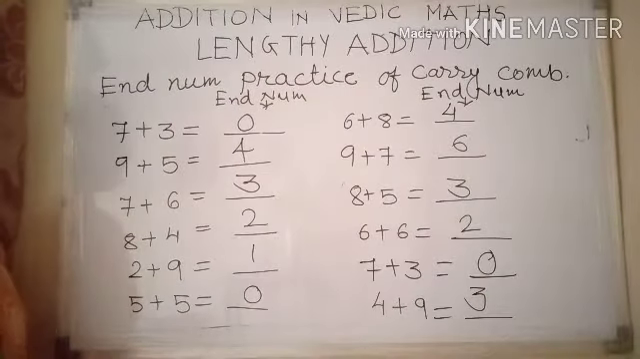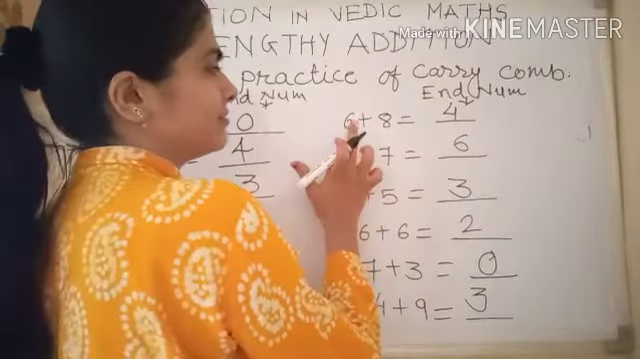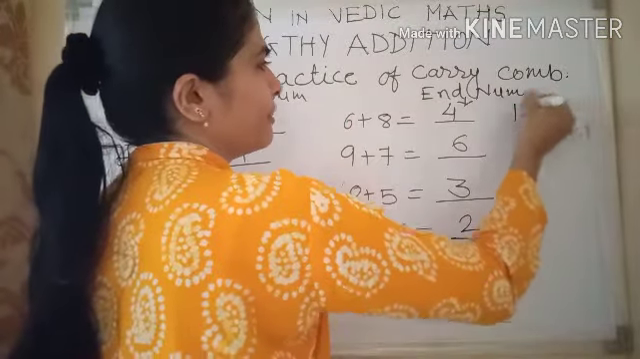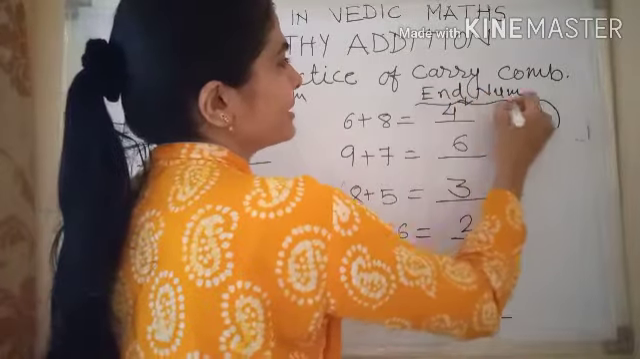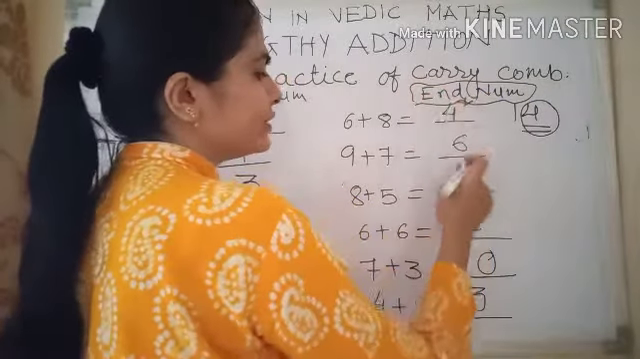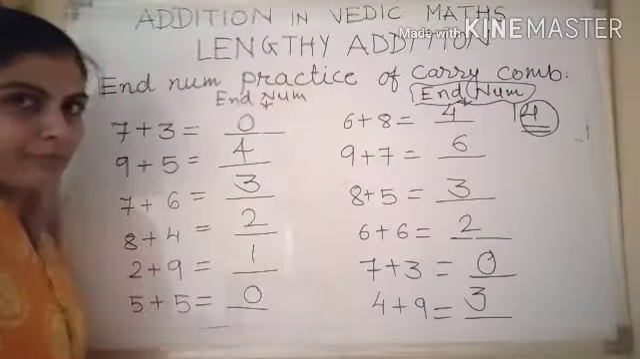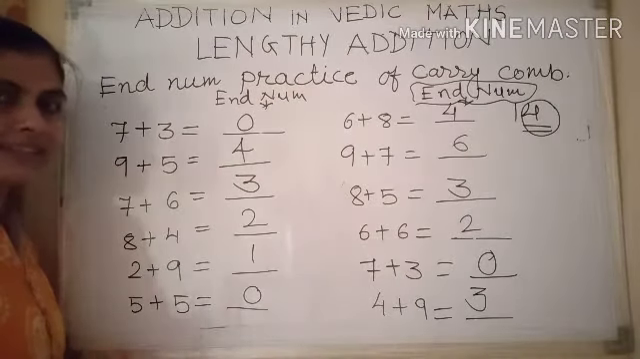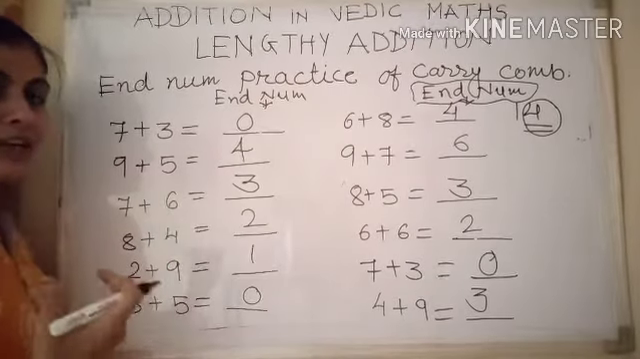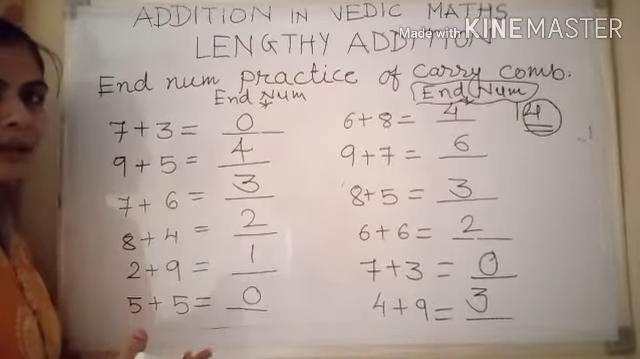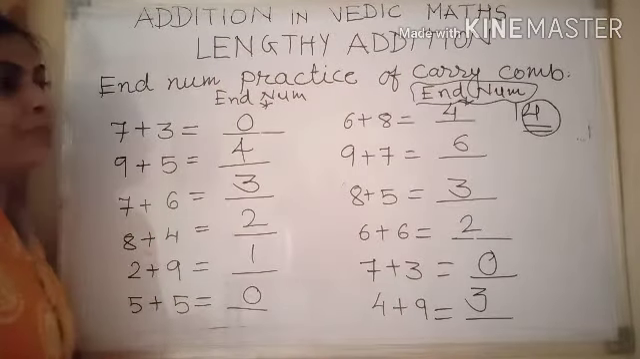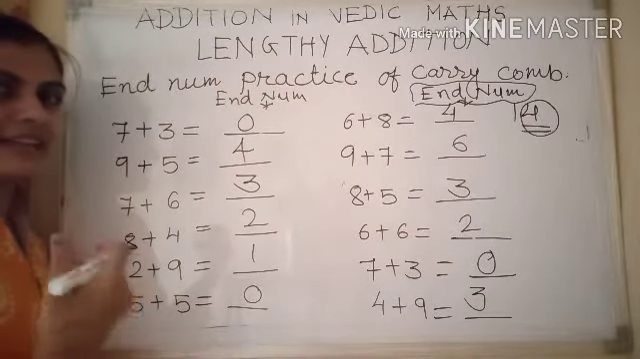Hope you have understood how I have written. Suppose 6 plus 8, that is 14, but we will remember only the end number. See, I have already highlighted, we need to write down only end numbers. You need to do its practice. Once you do the practice, you will be able to write down the answer by just looking at the pair, and it will be very helpful in the lengthy addition. So, now let's start lengthy additions.